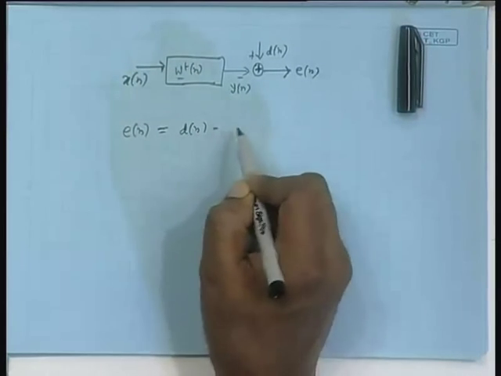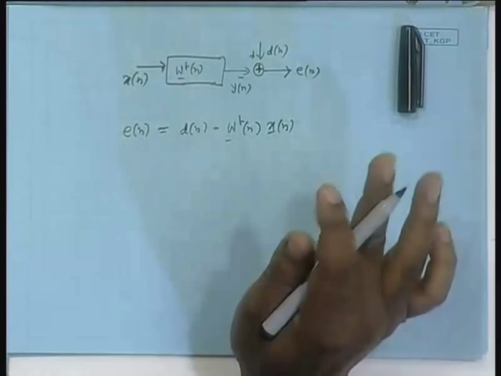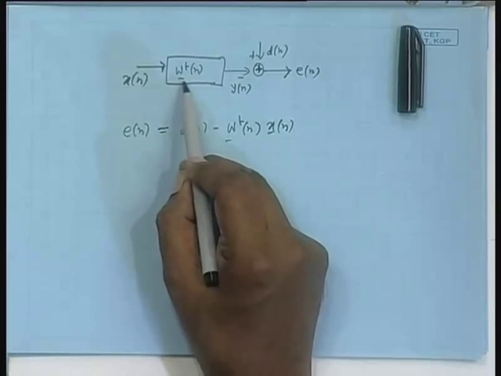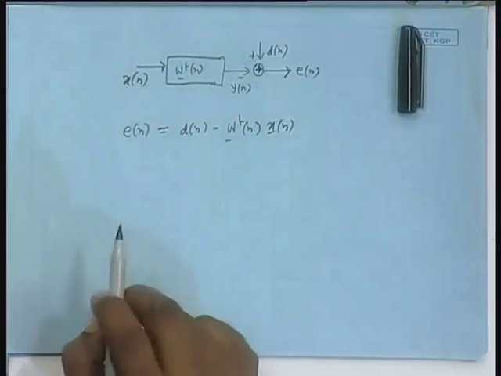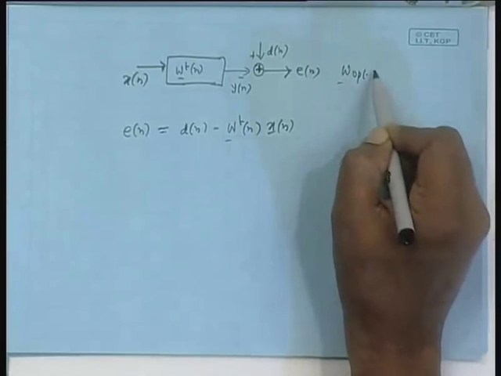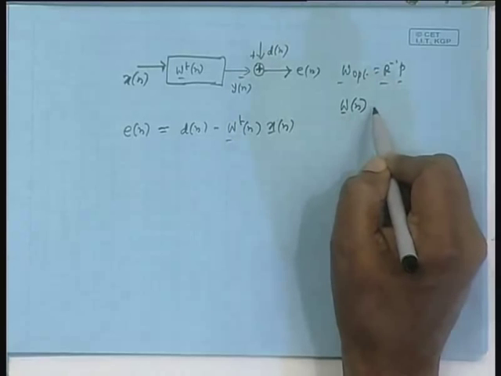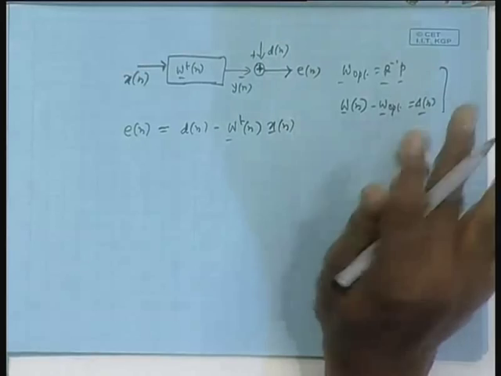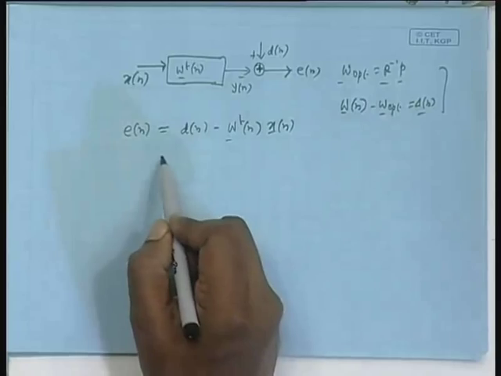So, E n is d n minus W transpose x n, in these definitions you all know. What is the x n vector? I do not have to tell you. It is a tapped vector that goes from 0th to capital Nth, so n plus 1 components, and you all know this. We know that W opt is R inverse P, and we define the deviation W n minus W opt as our delta n, is not it?